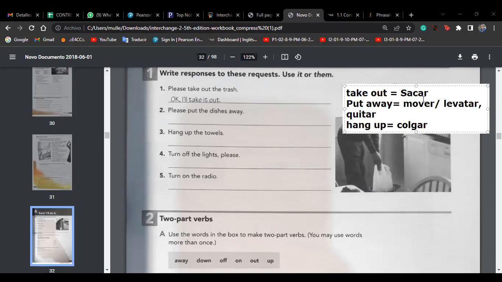Now turn off. Apaga. Turn off. Apaga. And turn on. What is the meaning of turn on? Encender. Yes, turn on. That will be encender. Everybody, repeat after me, please. Take out. Take out. Put away. Hang up. Turn off. Turn on.